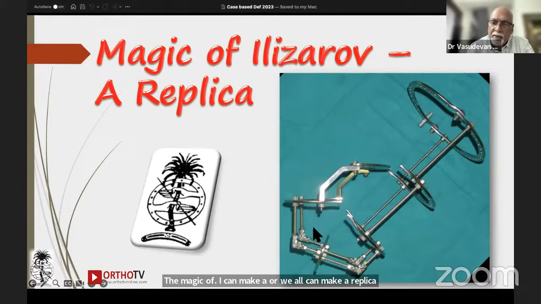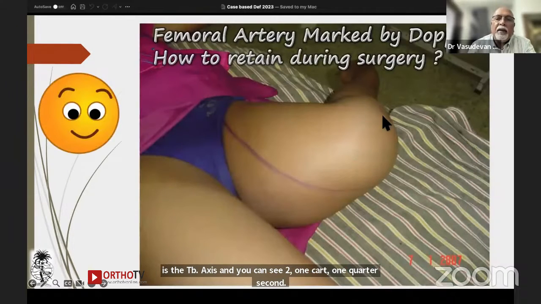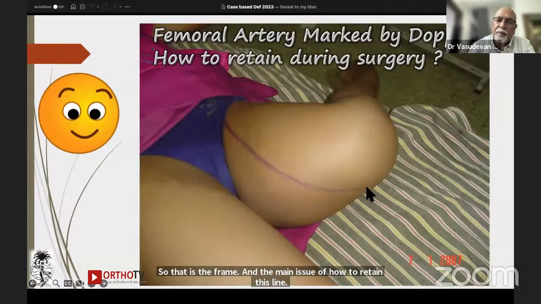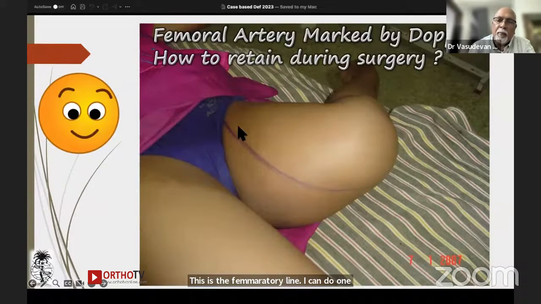This is the replica of the deformity. This is the femur axis. This is the tibial axis. And you can see one CORA, second CORA. So that is the frame. And the main issue was how to retain this line. This is the femoral artery line. I can do one osteotomy here, this other osteotomy at this level. So how to retain this line during surgery?